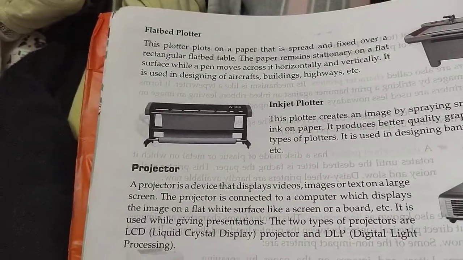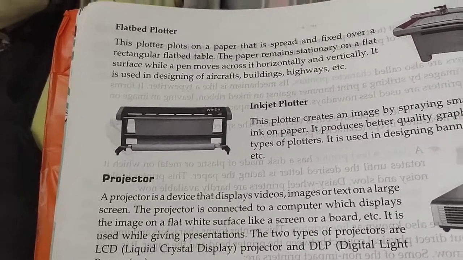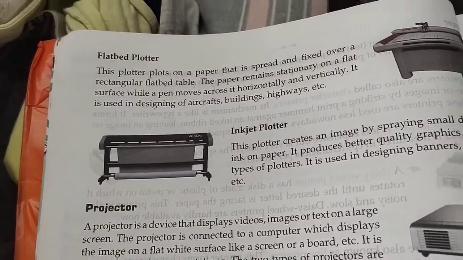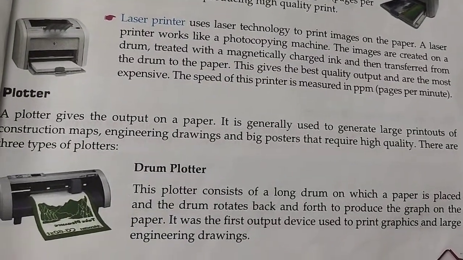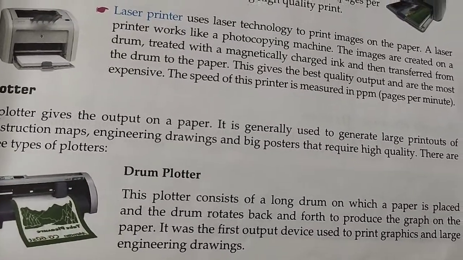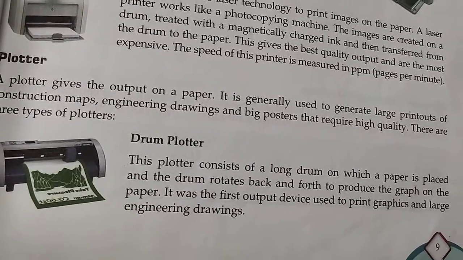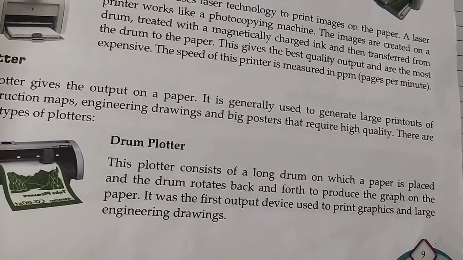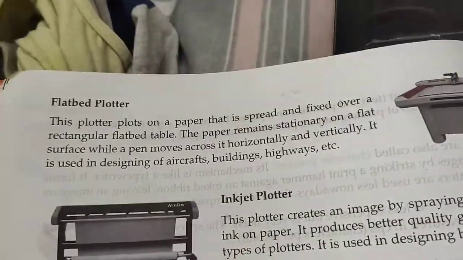First is the drum plotter, second is the flatbed plotter, and third is the inkjet plotter. The drum plotter consists of a long drum on which paper is placed, and the drum rotates back and forth to produce the graph on the paper. It was the first output device used to print graphics and images. These plotters are used for engineering drawings and architectural drawings.